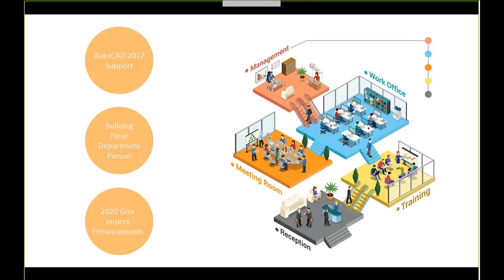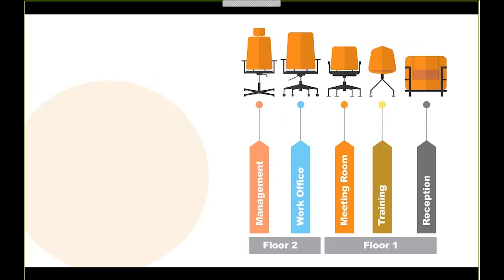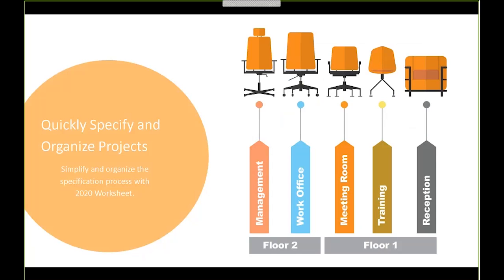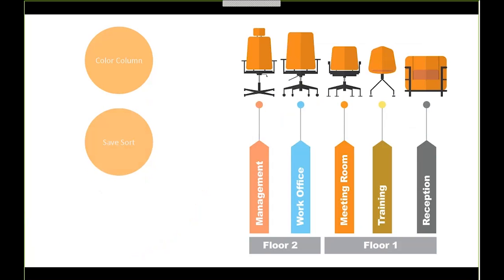Moving on. All right, so we've covered the first part of our webinar. Now we're going to talk about quickly specifying and organizing projects. There are 3 features here. I think you're going to get pretty excited about some of them. The first one we're going to cover is the color column inside of Worksheet. It's a new column that we've added that you can set as a user, to set a color for that cell of the row, the ability to save sorts, and some DMO enhancements.